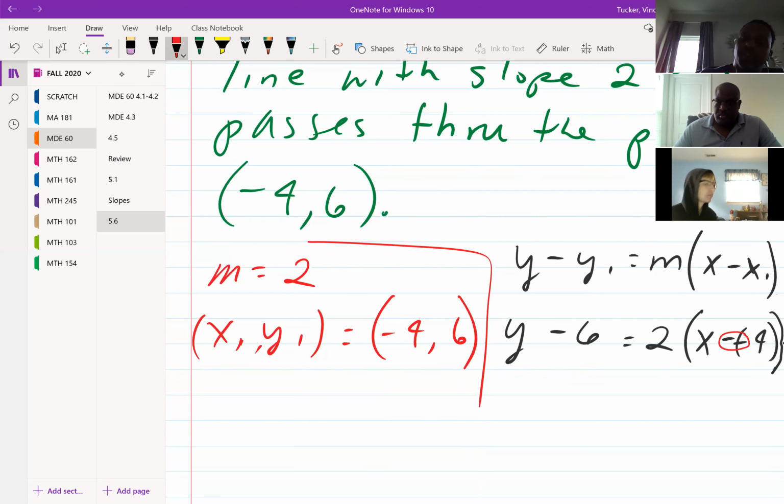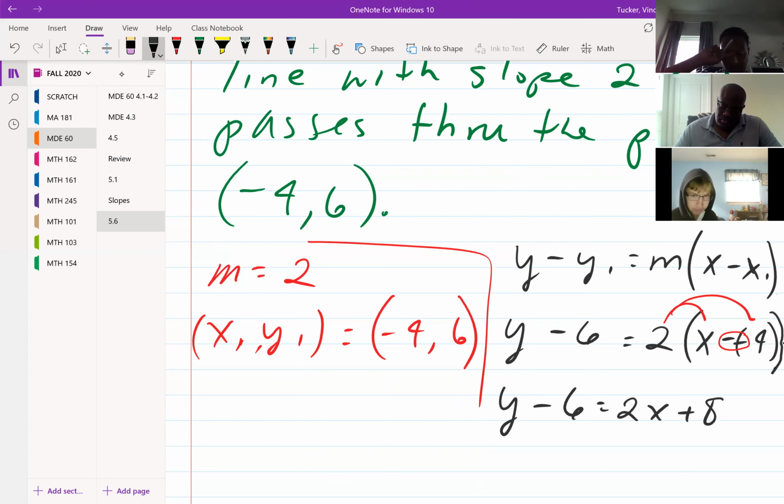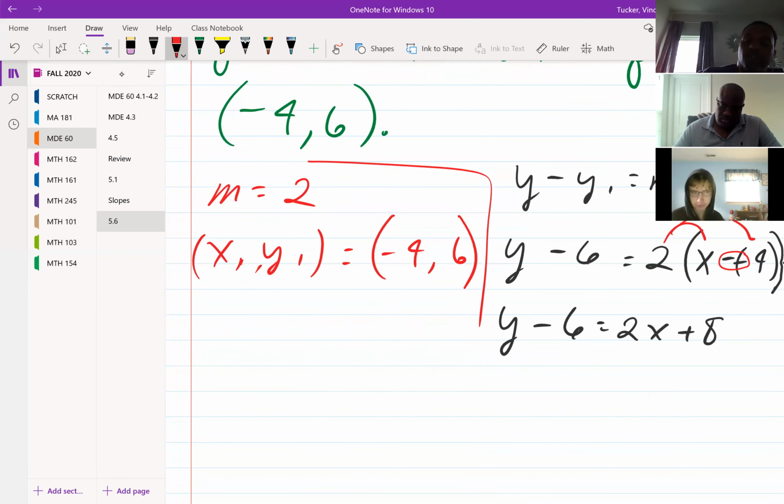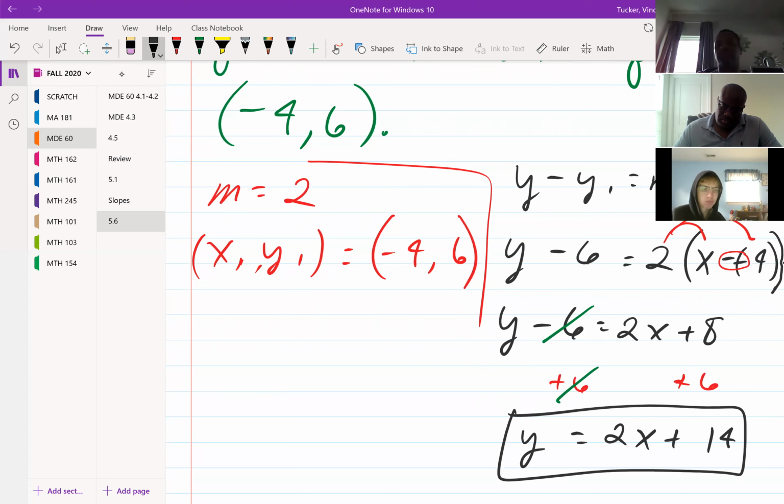So right here we have a negative to a negative, so don't forget that's a positive. And we need to distribute this 2 to each term. Now we can finish it off by adding 6 to both sides. y is equal to 2x plus 14.